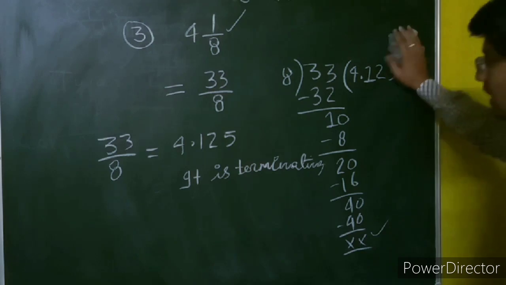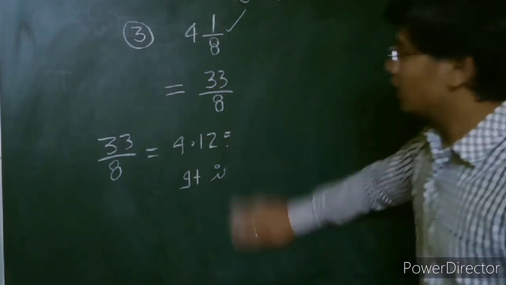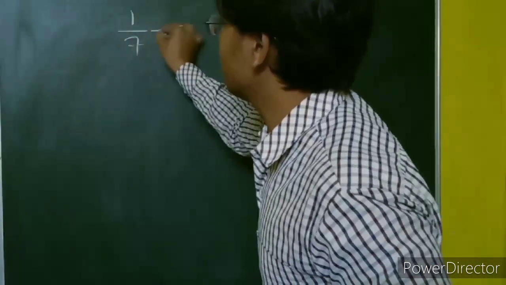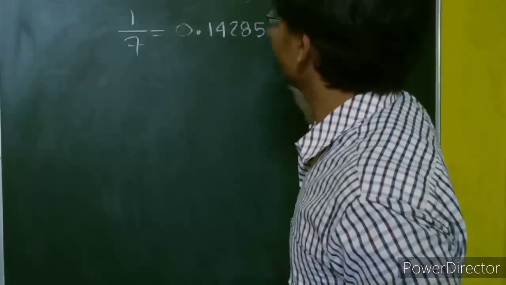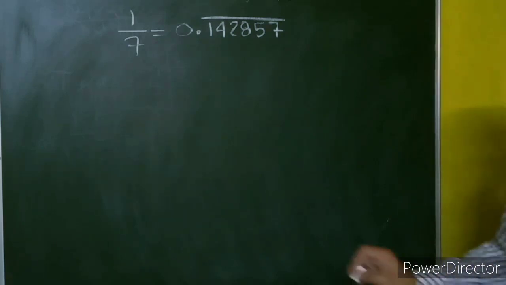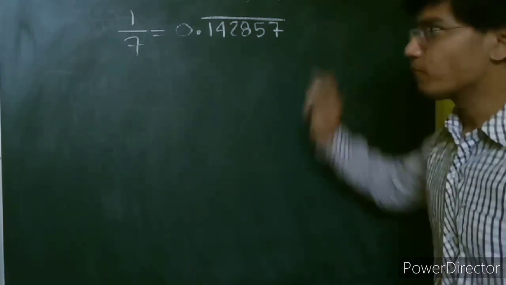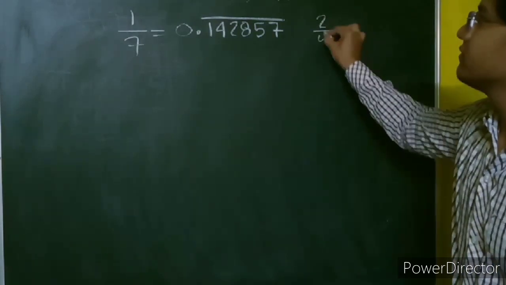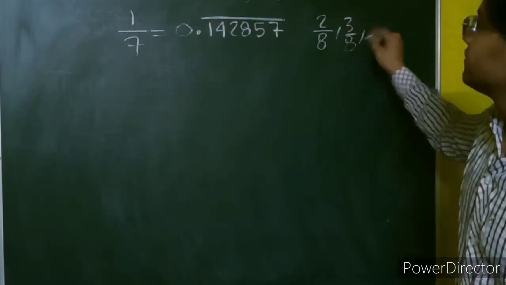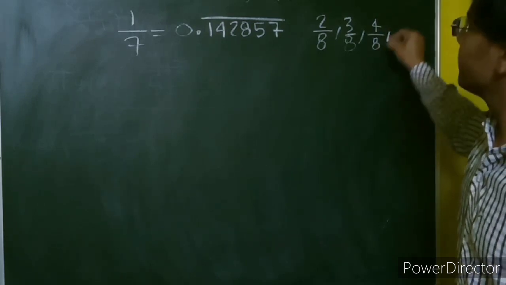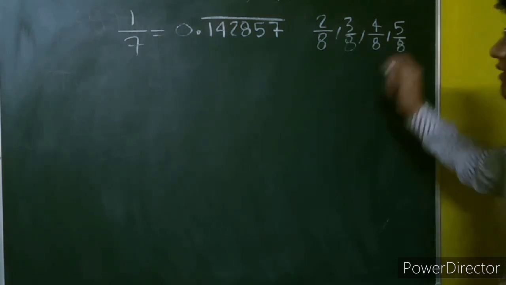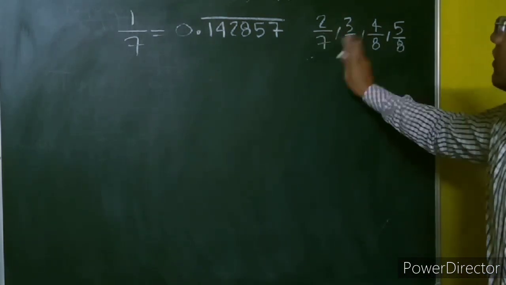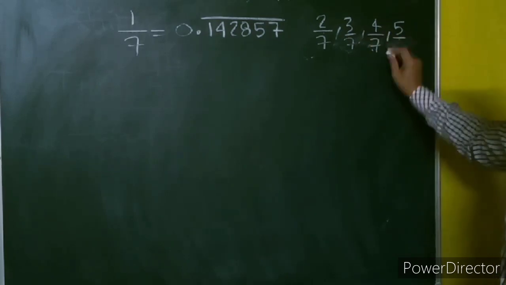अपन को क्या करना है, बिना long division के ये बताना है. They have given us 1 upon 7 as 0.142857 bar. Now they want us to find out 2 upon 7, 3 upon 7, 4 upon 7 and 5 upon 7. These values we have to find out without actually dividing.